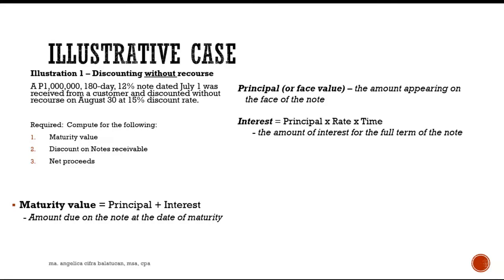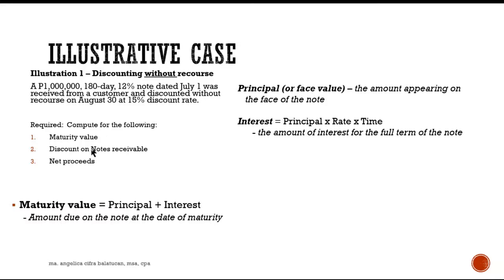And what is our interest? We can compute that. That's principal times rate times time. And this is the amount of interest for the full term of the note, so for the entire duration that the note exists. And this is a 180-day note, so the interest for 180 days. If we're going to convert this into months, how many months is it? If we use 30 days per month, that would be 6 months.